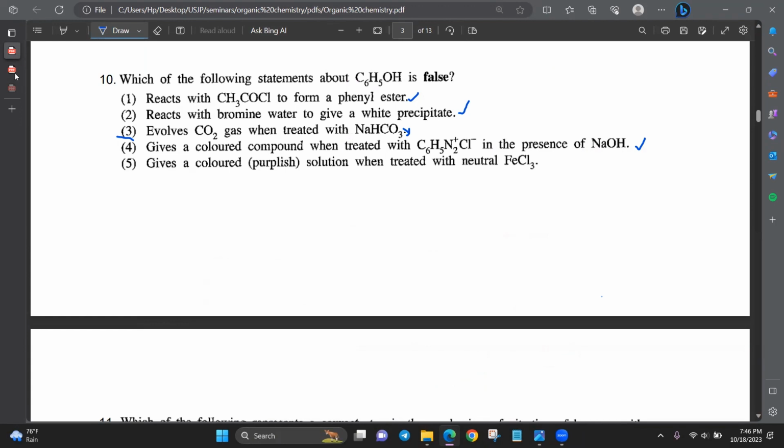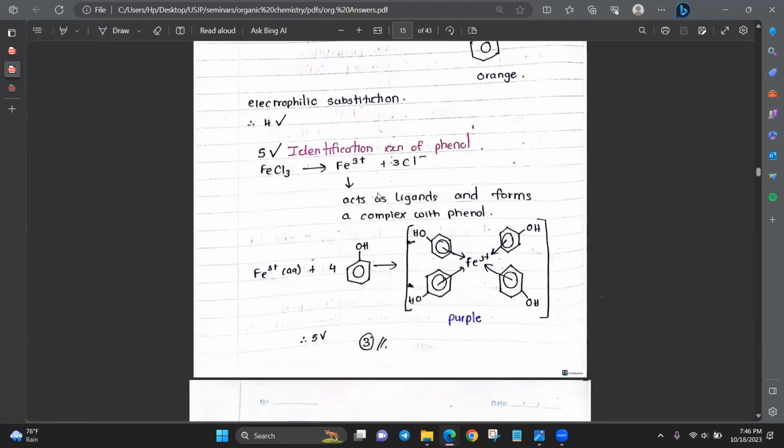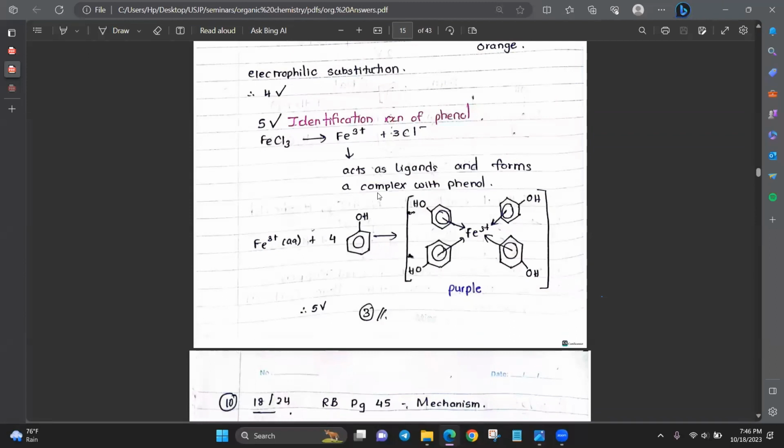Gives a colored compound when treated with neutral ferric chloride. Now, this is an identification reaction of phenol. Ferric chloride gives Fe3+ and 3 chloride ions. This Fe3+ is a metal, so it can act as the central metal ion, and the phenol acts as the ligand and forms a complex with this Fe3+. Here I have written that Fe3+ acts as a ligand and forms a complex with phenol. That is wrong, okay? Fe3+ is not acting as the ligand. Fe3+ is the central metal ion, so it cannot act as a ligand. So that is wrong, what I have written, sorry.